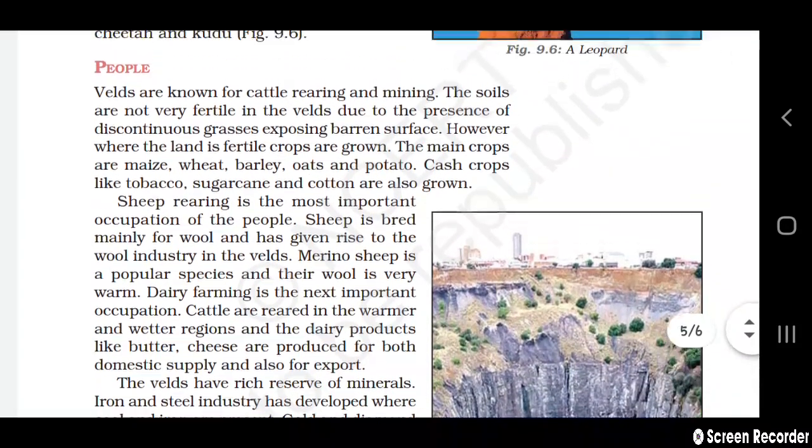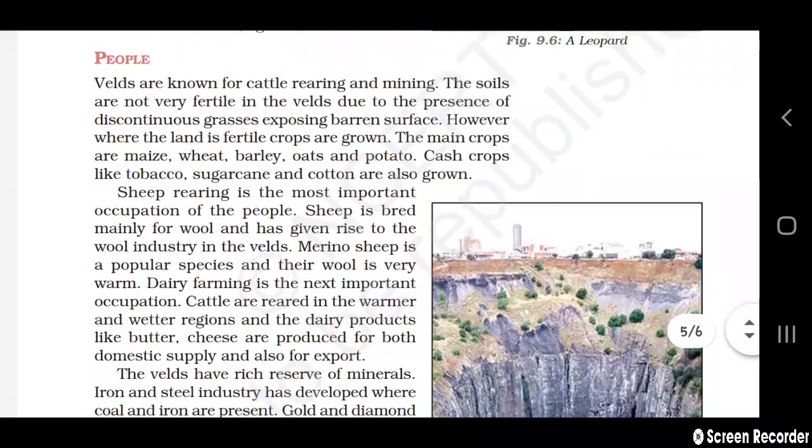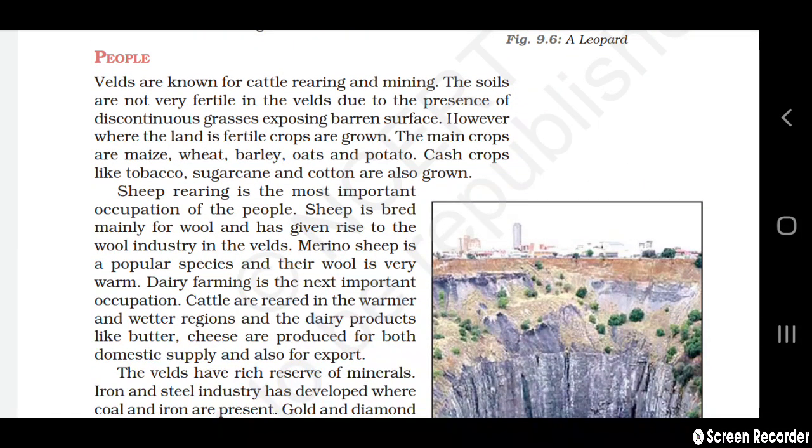People living in these places are known for cattle rearing and mining. There is huge cattle rearing. People are rearing their cattle, and mining also happens there.